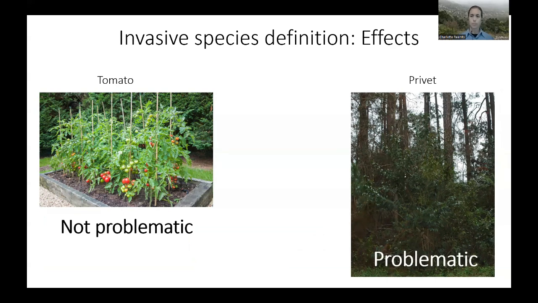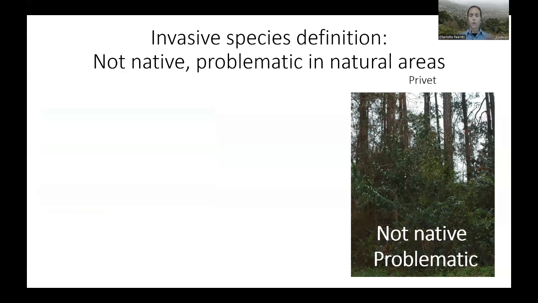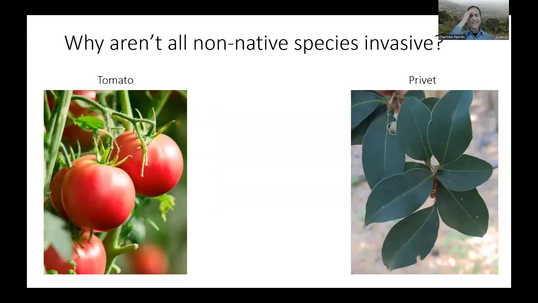So here is our definition for tonight. An invasive species is something that is not native to the area and it causes problems when it gets out into natural areas. So that leads to the next question. Why aren't all non-native species invasive? Why don't we have tomatoes growing all along the roadsides, or growing in all the creeks running through central Texas?